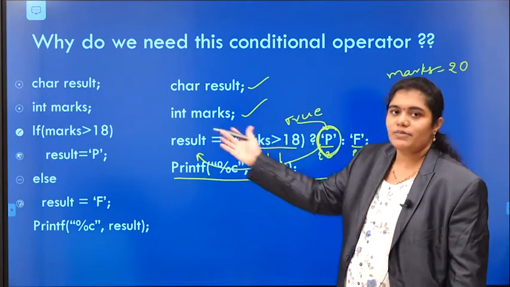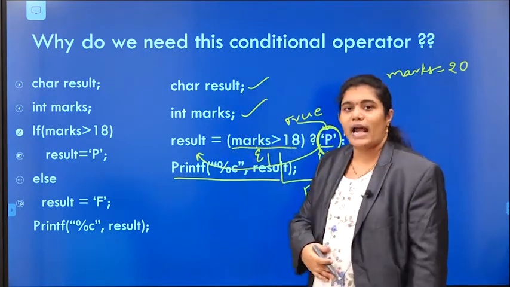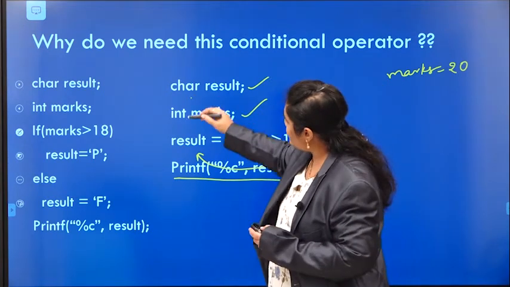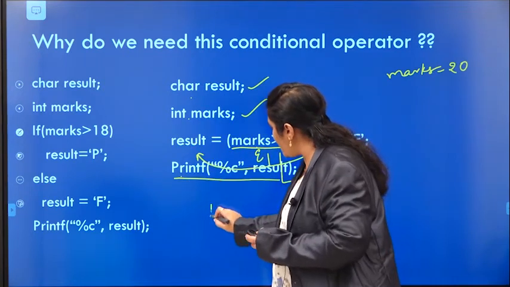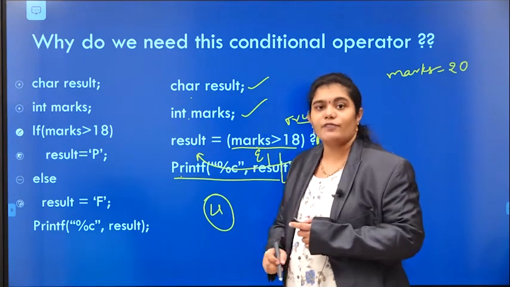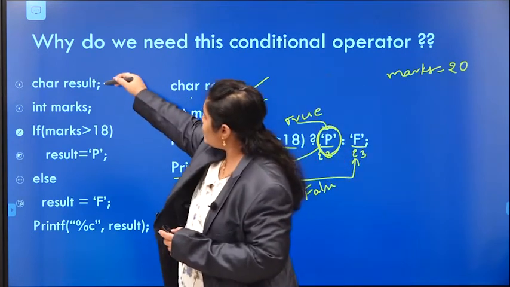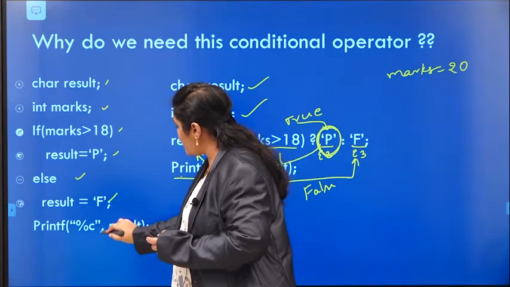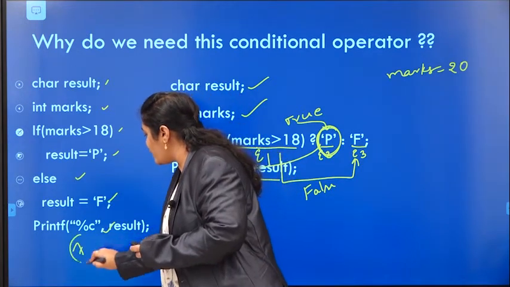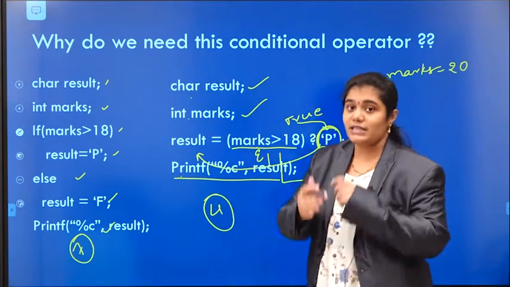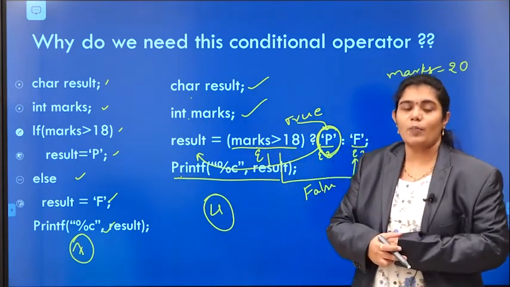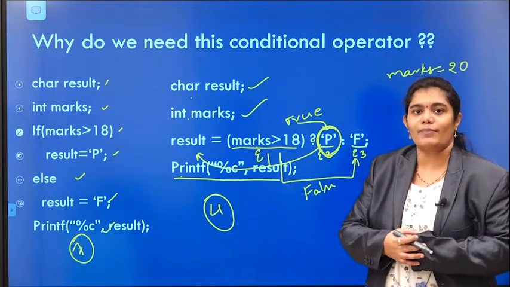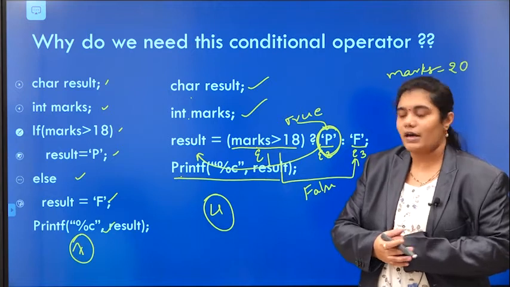Observe these two programs. How many instructions do we have to execute here? Instruction 1, 2, 3 and 4. Here you have a total of 4 instructions. Here how many instructions do you have? 1, 2, 3, 4, 5, 6 and 7. In total you have 7 instructions here. This is the advantage we have with the conditional operator. You can reduce the number of instructions in your program with the help of the conditional operator, right?